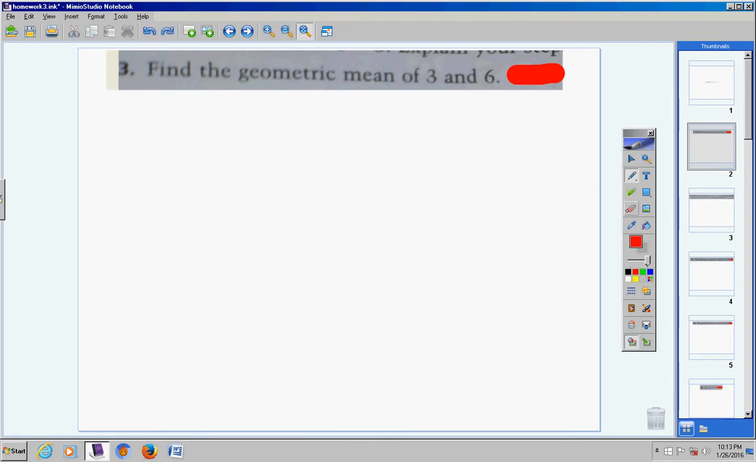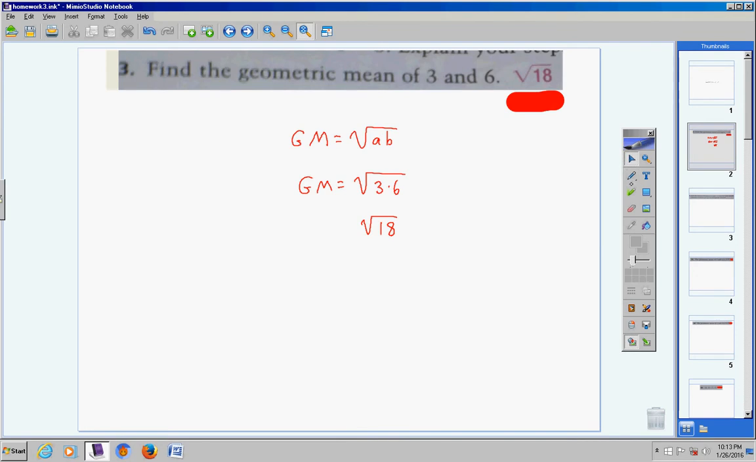Remember, we did look at a formula that enables us to find the geometric mean. My A and my B are 3 and 6. So the geometric mean is the square root of 3 times 6. That would be the square root of 18. Now, I know their answer is square root of 18. I disagree with that from now on.